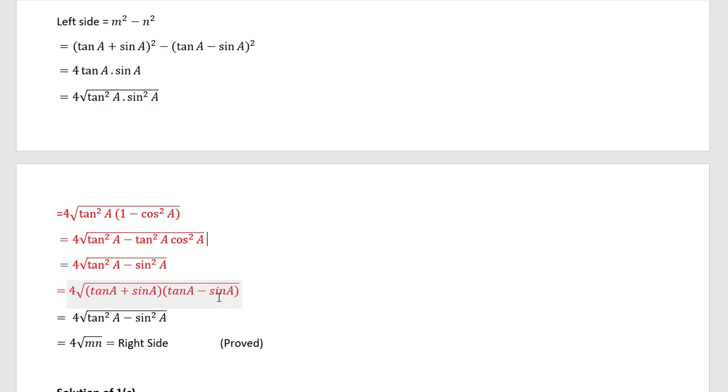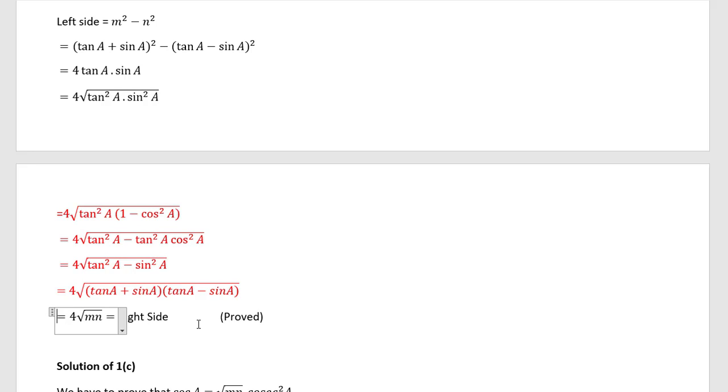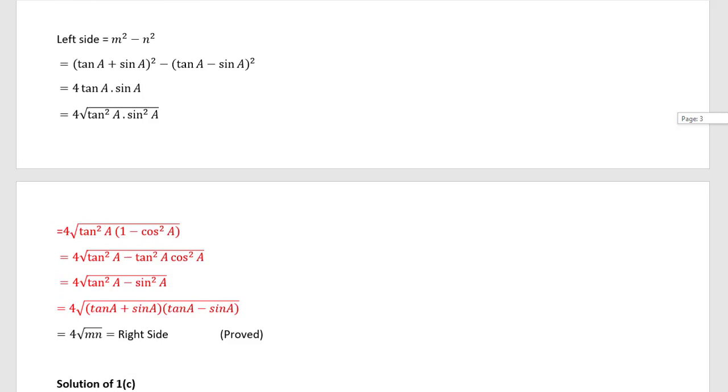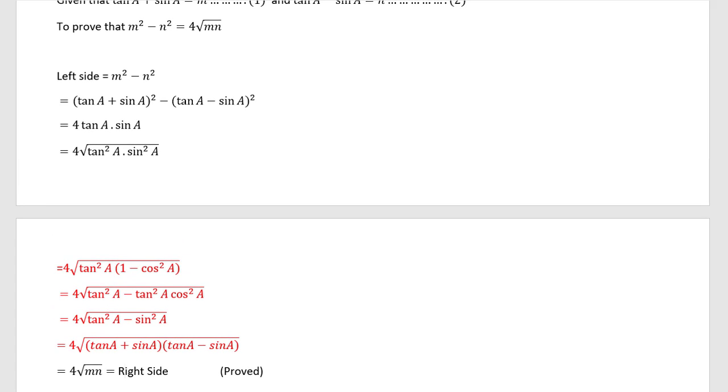Now we don't need it here. You can write 4 into m for tan a plus sin a and n for tan a minus sin a, which is equal to the right hand side. So I am sure that you are discovering this math more analytically when I am giving this description.